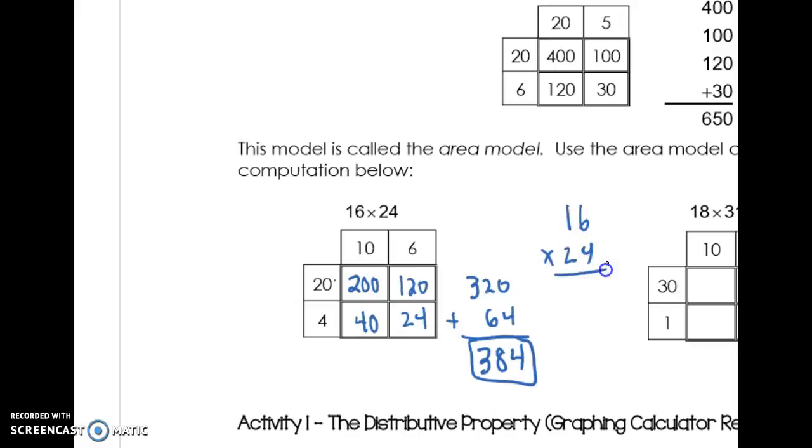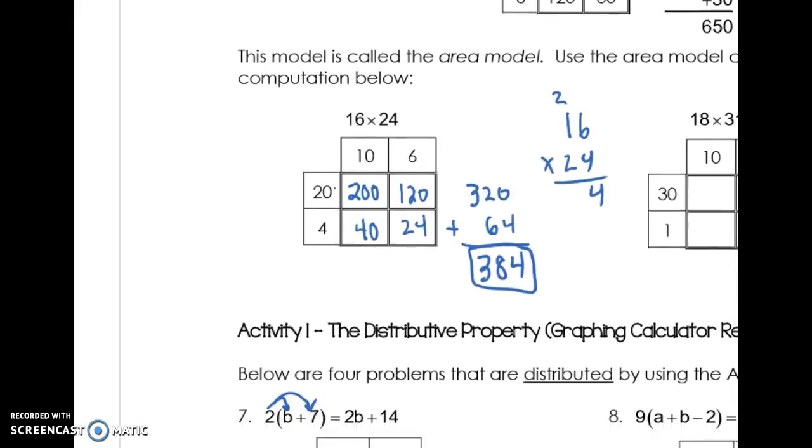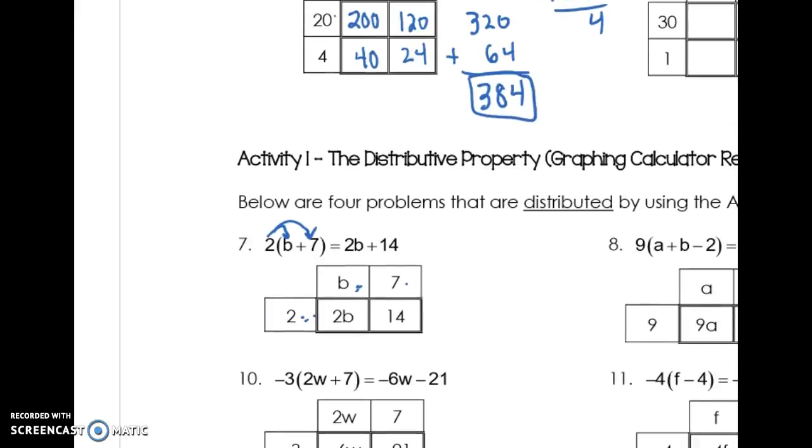Now you probably learned how to do 16 by 24 like this. 4 times 6 is 24, carry the 2, and so on. It's the same idea, except we're just breaking it down into components. And that's what we're going to be looking at today with the area model. So the area model basically says that if we have variable expressions, we can go ahead and we can distribute numbers through. And that's essentially what we're doing, is distributing.